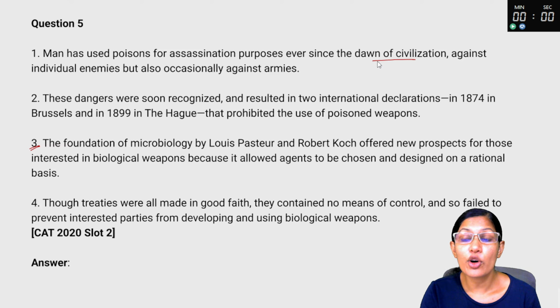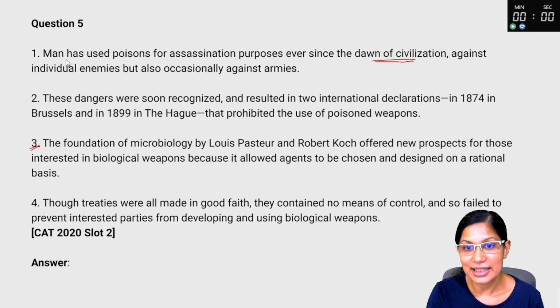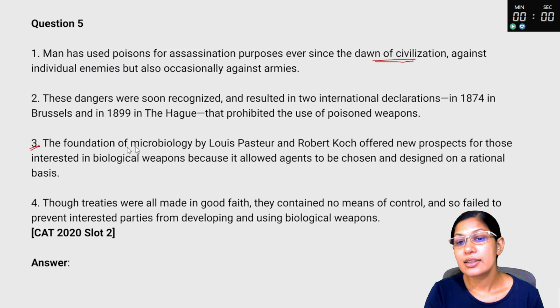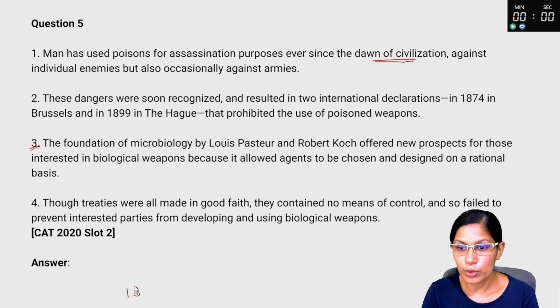This is something which has happened before. Since the dawn of civilization, since the beginning of civilization, humans have used poison, not just for individuals, but also against armies. So this is chronologically happening much before any of these others. Then you have this coming next because it happened much before. Then you have a specific case around poisons, which is biological weapons, more complex stuff after microbiology came in. So 1 and 3 have to be in this sequence, and 3 cannot be the first sentence.